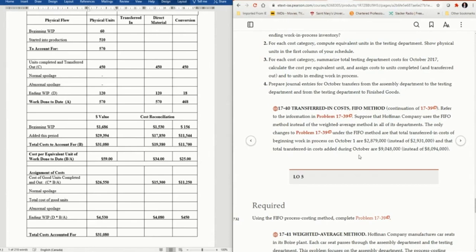So the only thing to notice is that they have slightly different values for beginning inventory, beginning WIP, and that kind of thing, which makes sense.